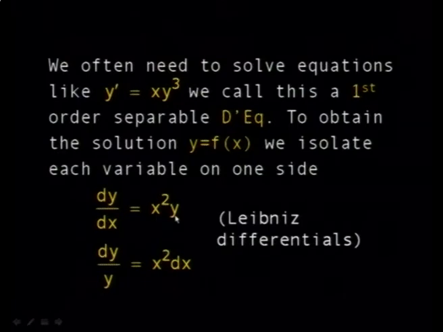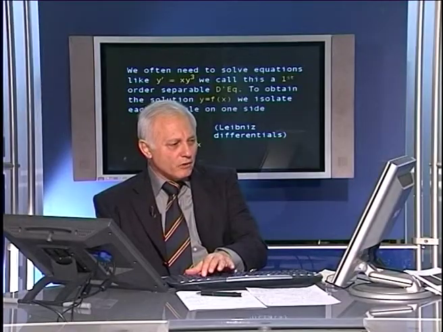dy by dx is equal to x squared y. So you can here divide both sides by y and you multiply by dx to obtain this equation. Now this is easy. Once you do this, you can integrate both parts, this with respect to x to obtain 1 over 3 x cubed, and this with respect to y to obtain ln y. And here it is, you solve the equation.